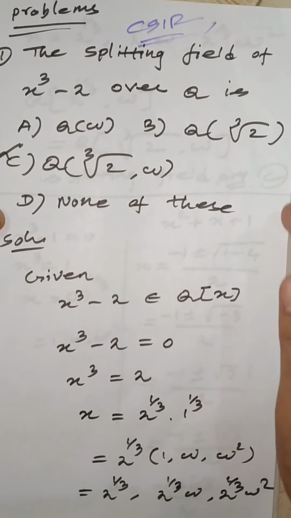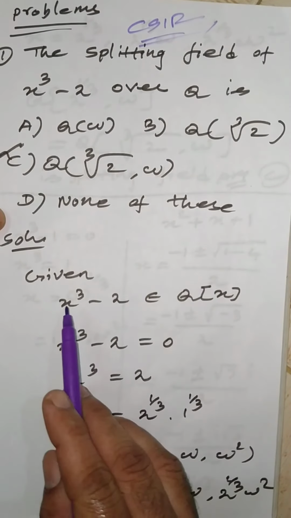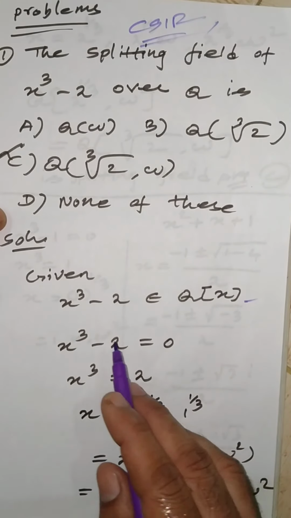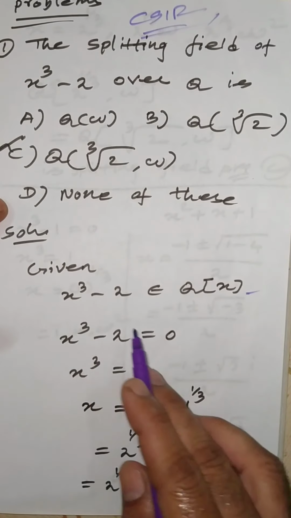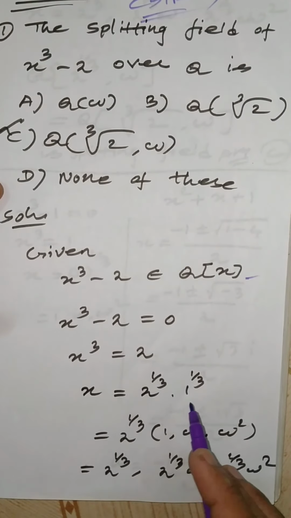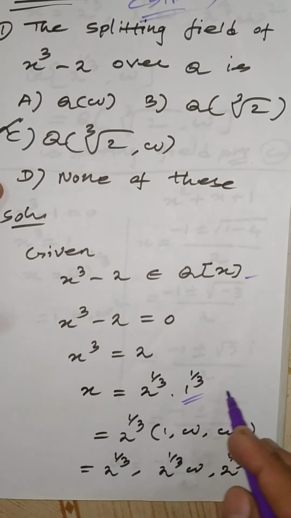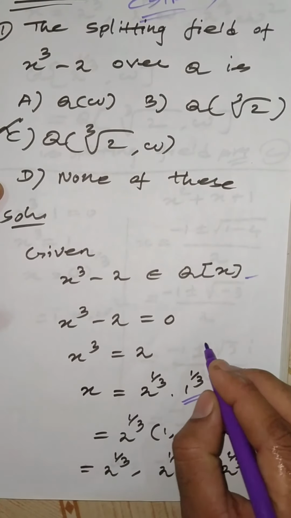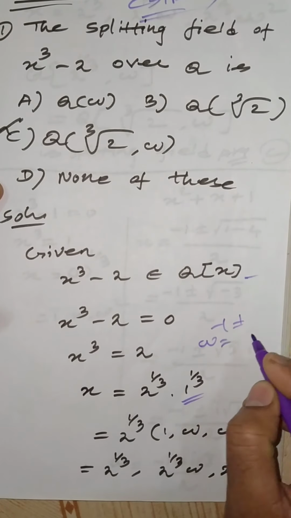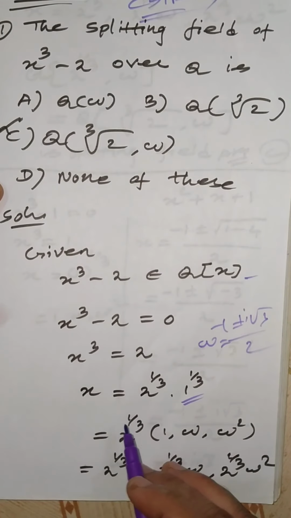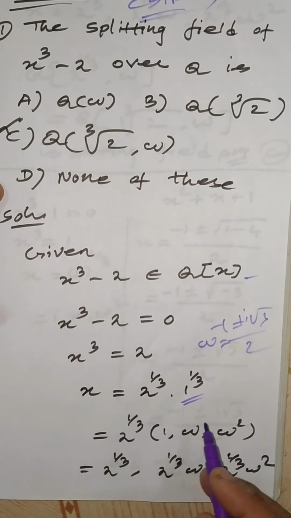So how to get the splitting field? The given polynomial is x cube minus 2 over the rationals. To find the roots, we take it equal to 0. From this you can get x equal to 2 power 1 by 3 and 1 power 1 by 3. We know very well this is the cube root of unity, that is 1, omega, omega square. Omega is equal to minus 1 plus or minus i root 3 by 2. That is 2 power 1 by 3 into 1, omega and omega square. We are getting the 3 roots.